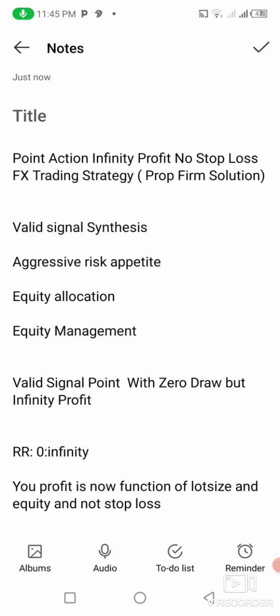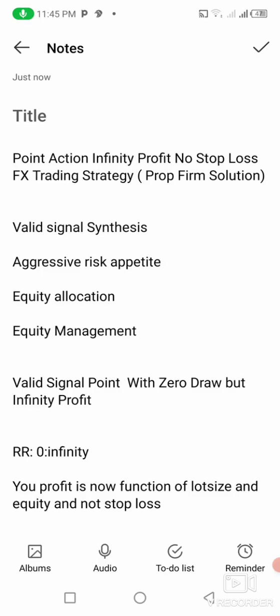In this video, we shall be talking about the Forex synthetic market: point action infinity profit, no stop loss FX trading strategy, prop firm solution. The things we shall be discussing in this course include valid signal synthesis, aggressive risk appetite, equity allocation, equity management, valid signal point with zero drawdown but infinity profit.